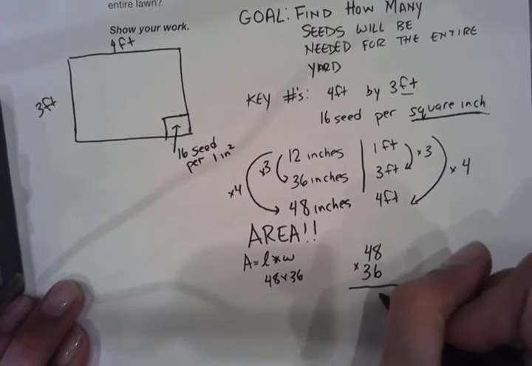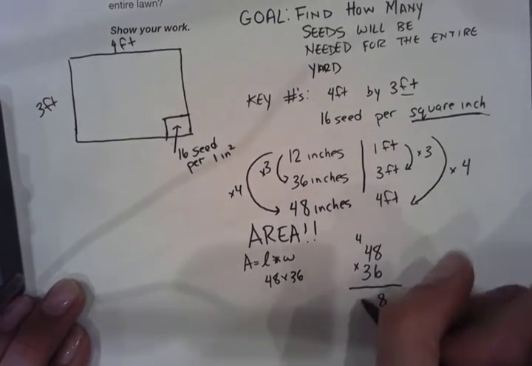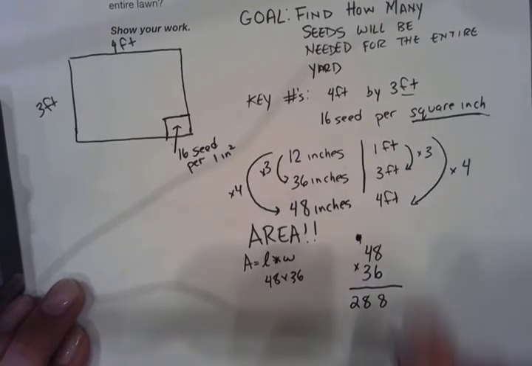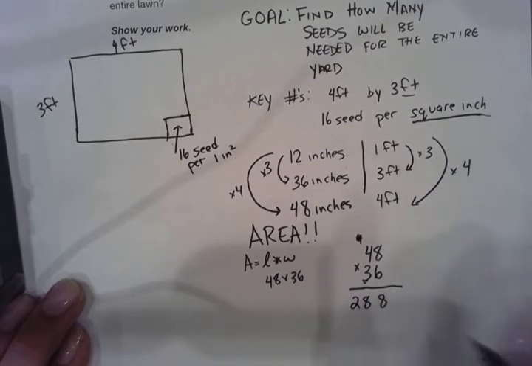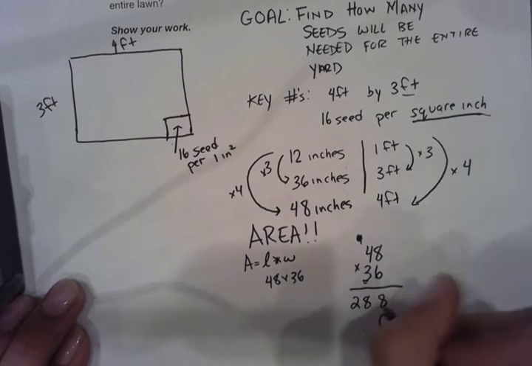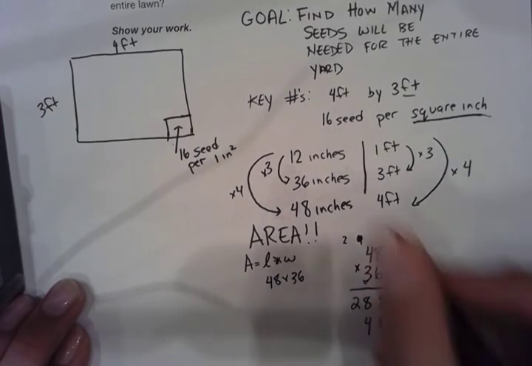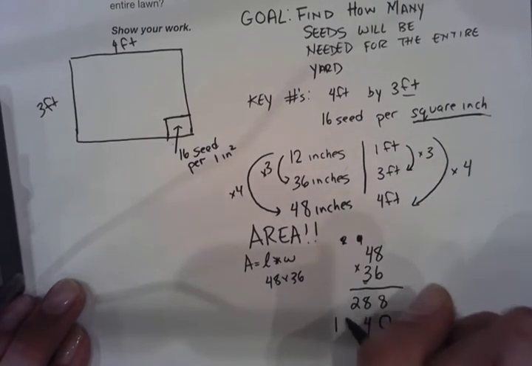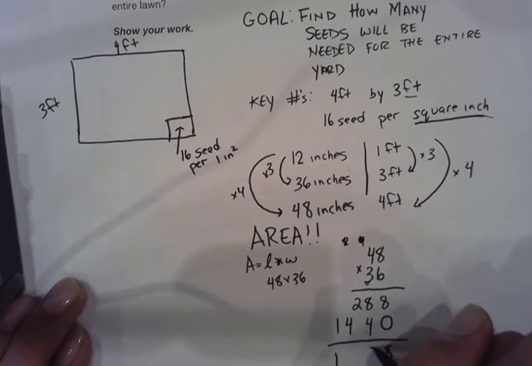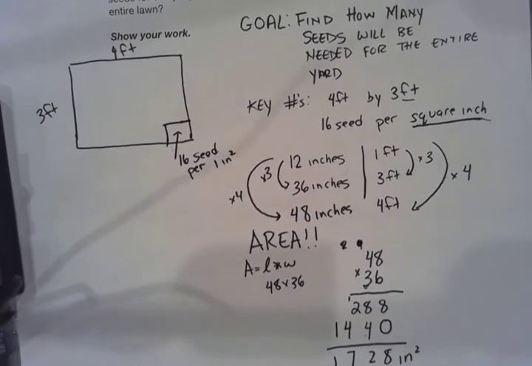6 times 8, 48. Put my 8, carry the 4. 6 times 4, 24. Plus 4, 28. I'm going to scratch out this 4 right here. Now because we're in the tens place, we're going to begin in the tens place. So let's put a 0 and no ones. 3 times 8, 24. Put the 4, carry the 2. 3 times 4 is 12, plus 2 is 14. Now let's add, and we're going to get 1,728 square inches. But we're not done yet.